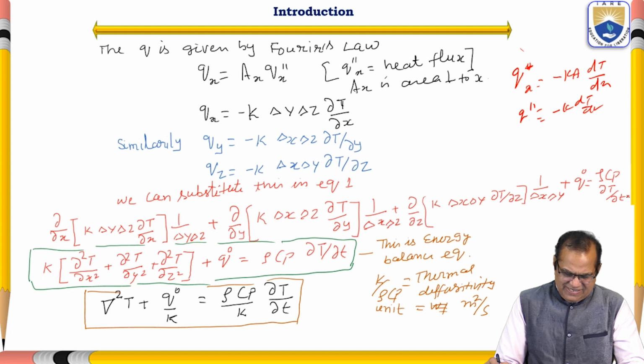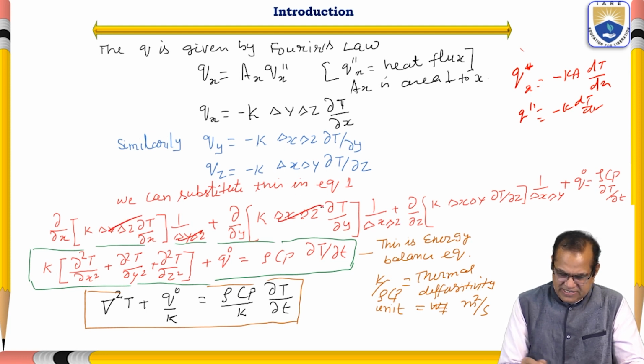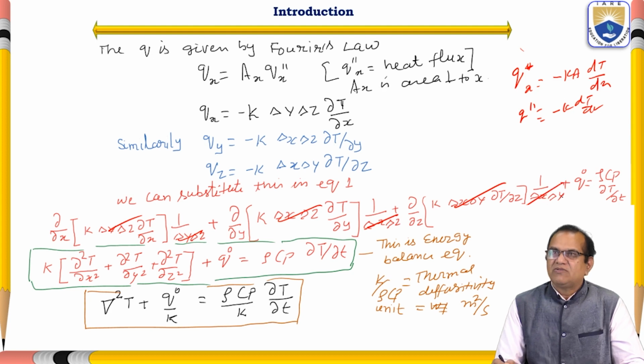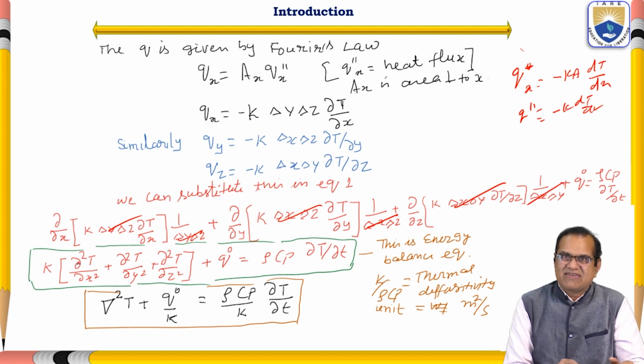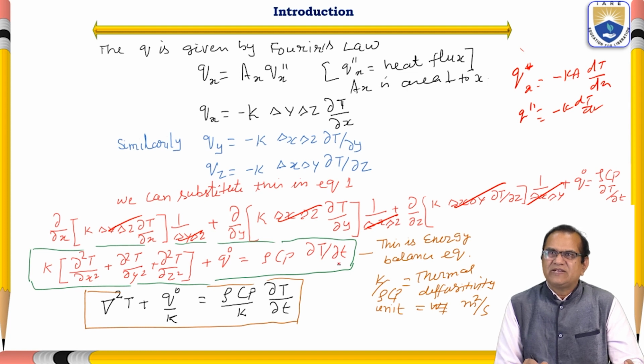So here we can see that if we take out the K, the delta x, delta y and delta z will vanish. From here, you can see this and this, this and this, this and this will vanish. So we get K times del squared T by del x squared plus del squared T by del y squared plus del squared T by del z squared, plus Q dot is equal to rho Cp del T by del t.